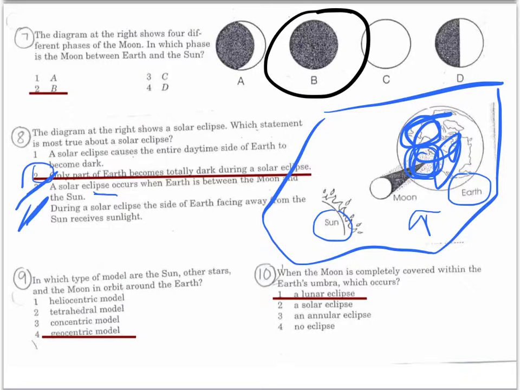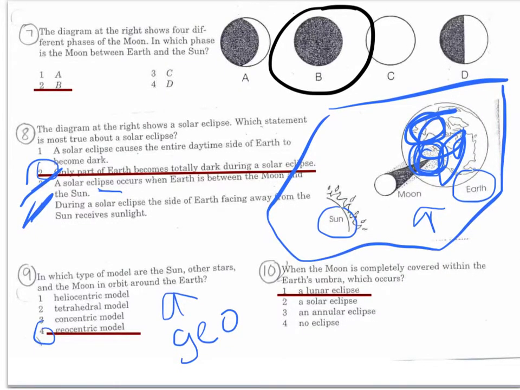Okay. In which type of model are the Sun, other stars, and the Moon in orbit around the Earth? Around the Earth, geocentric. When the Moon is completely covered with the Earth's umbra, which occurs? Okay, I'm going to draw you another picture. Hold on a minute. When the Moon is completely covered within the Earth's umbra, which occurs? That's a lunar eclipse. This is just a matter of, you know, obviously, it's not no eclipse, so you could cross that one off instantly. That's a matter of you memorizing your eclipses, which you have to do.